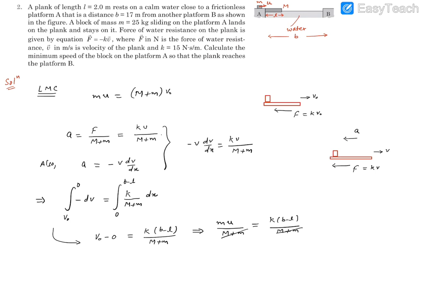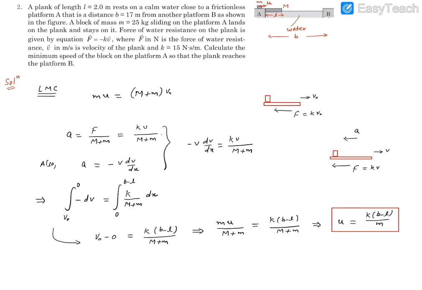By the way, this denominator gets cancelled out. So from here you will find the minimum value of u should be equal to k(b minus l) divided by small m. This will become the expression for your answer, the minimum value of u.